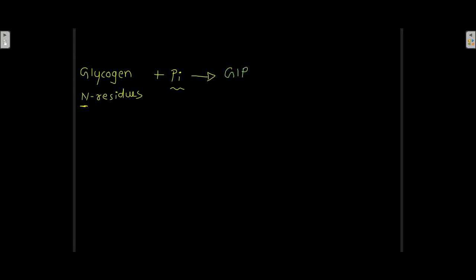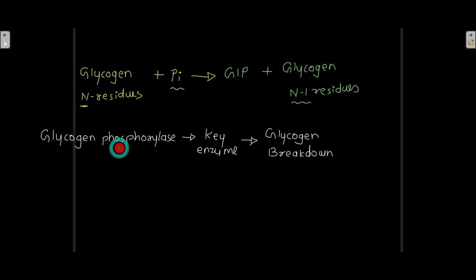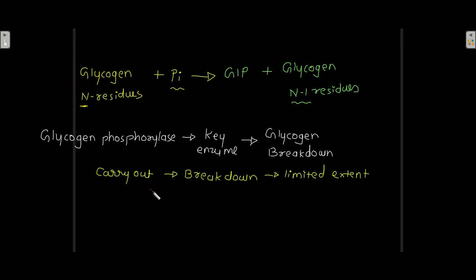Now that produces one glucose 1-phosphate molecule. And now in your glycogen, one less glucose molecule is there, and that is represented by n-1. So it has now n-1 residues in it. Now this glycogen phosphorylase is the key enzyme in glycogen breakdown, but it can carry out the breakdown of glycogen up to a limited extent only.